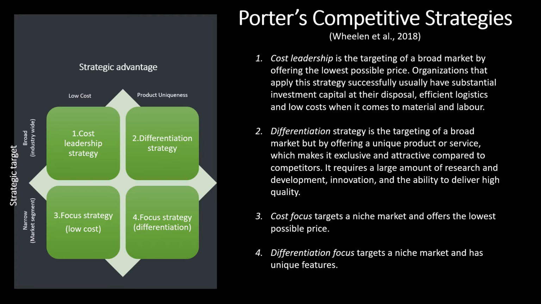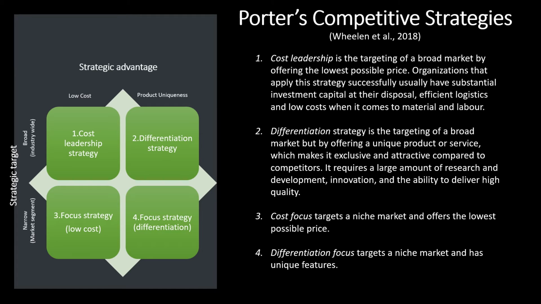The second quadrant is about the differentiation strategy. We're still playing in the mass market or broad target, but it includes product uniqueness that can offer more exclusivity and attractiveness compared to the competitors. Many companies in this quadrant require a large amount of research and development, innovation, and also the ability to deliver higher quality.